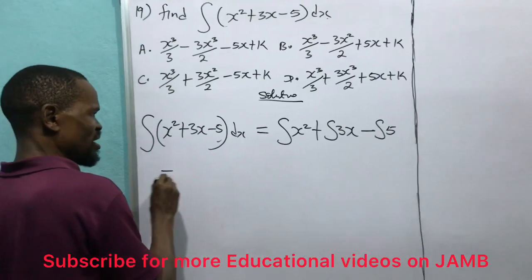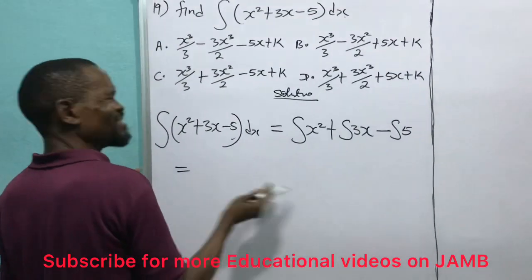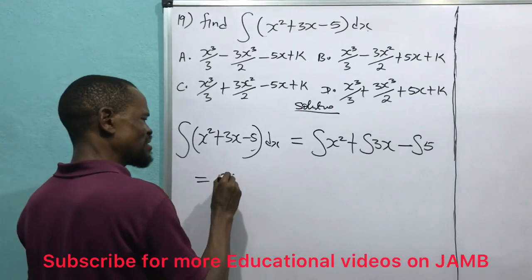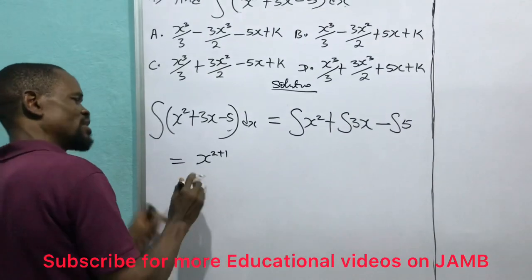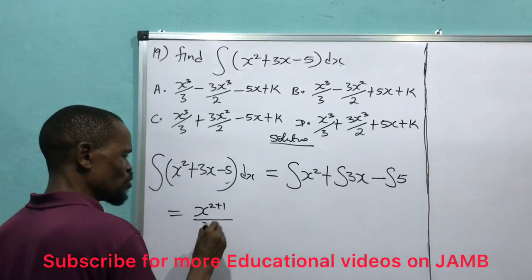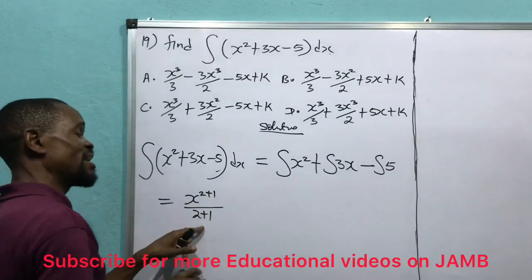Then integrating this means returning it back. I will have x raised to power 2 plus 1, I'm returning the 1 we subtracted earlier, divided by 2 plus 1, which is the power. I'm dividing it.